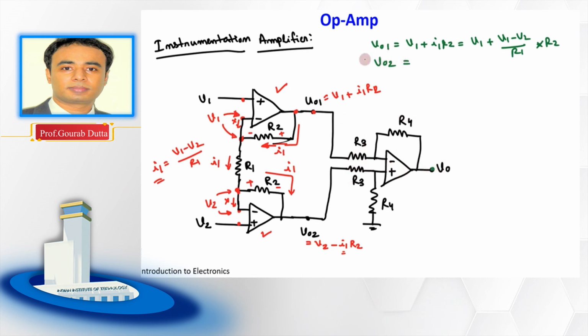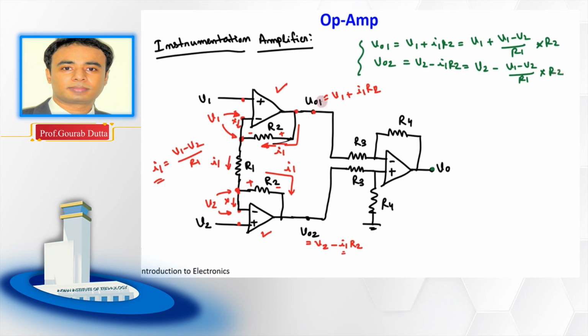Okay, let's do it step by step. So what is this VO2? VO2 is nothing but V2 minus I1 R2. So you can see it from here. So what is this V2? V2 is the same as this. I1 is V1 minus V2 by R1 into R2, isn't it?